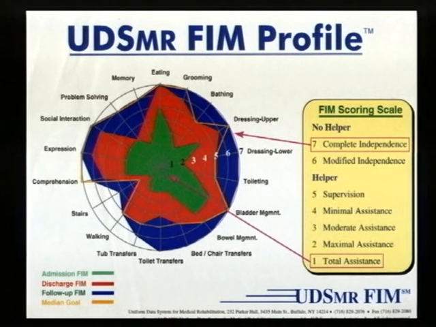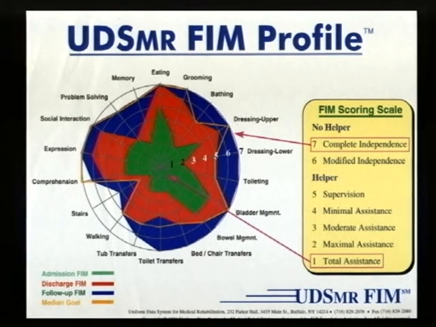So the green might be the first evaluation, and this person in green, at the green time, eating was a level 5, and bathing over here. Maybe this one will work better. Let's see. Yeah, that's a little better. And then dressing will be like a level 4.